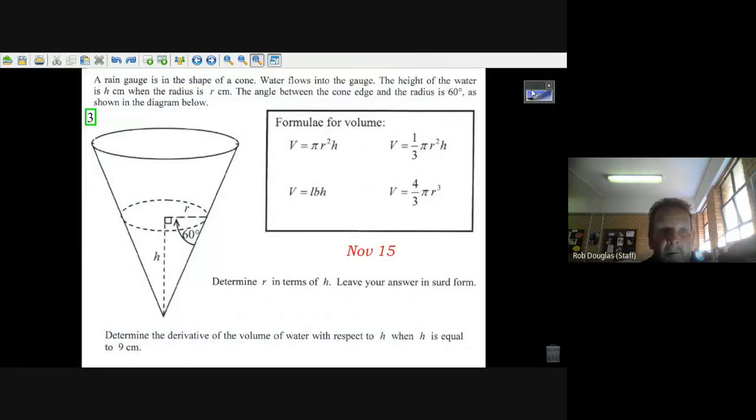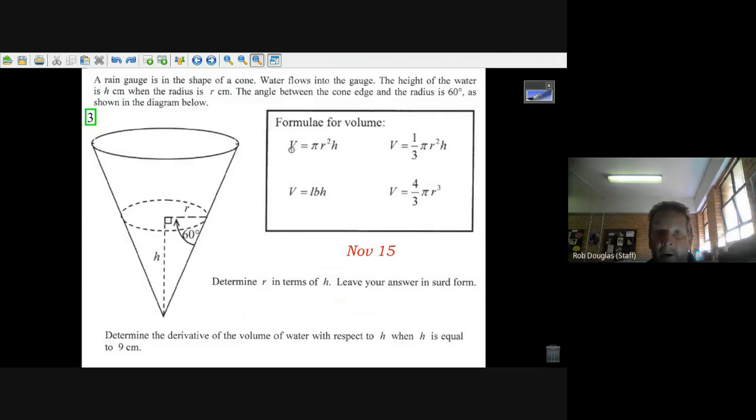Okay, this is the third question in our min-max workshop, and here we go. Let's try it. This one has a rain gauge that's in the shape of a cone, and the water flows into the gauge, okay? The height of the water is 8 centimeters. That's how much this is filled up to. The angle between the cone edge and the radius is 60 degrees, right there, like it is in the picture, okay? Now, here's some formulae you might use.